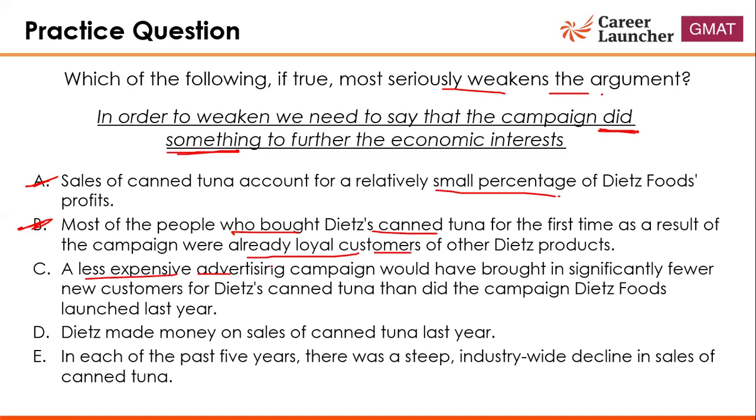A less expensive advertising campaign would have brought in significantly fewer new customers. So another less expensive campaign would have been worse, right? That doesn't mean this campaign is better, right? Absolutely not. Completely irrelevant here. We call such a choice a typical out of scope answer choice, something that has no impact. Diets made money. We already know they've made money. They've sold 2 million, 12 million, sorry, right? So unless you're telling me how much, it's not really going to help. So again, not a very good choice.